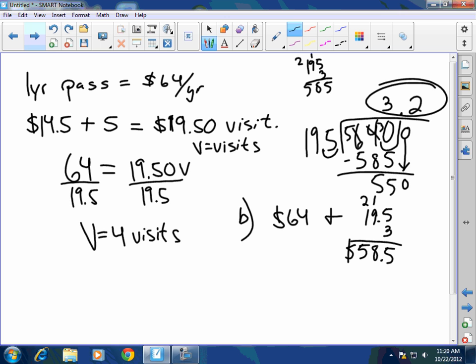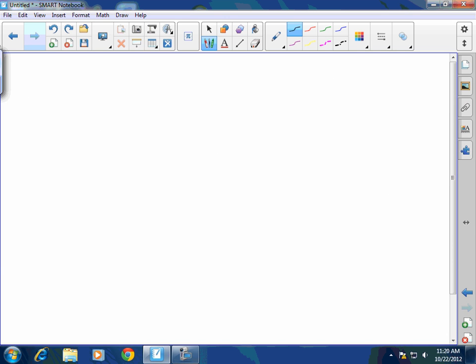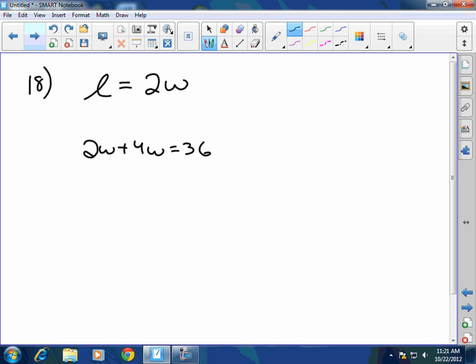For number 18, it's another one where most people did not read. The length of a rectangle is twice the width. Did anyone bother to say, hey, wait a second, length equals 2 times the width? Why? Because they said it. An equation that models the perimeter of the rectangle is 2w plus 4w equals 36, where w is the width of the rectangle in feet. What are the length and the width of the rectangle?